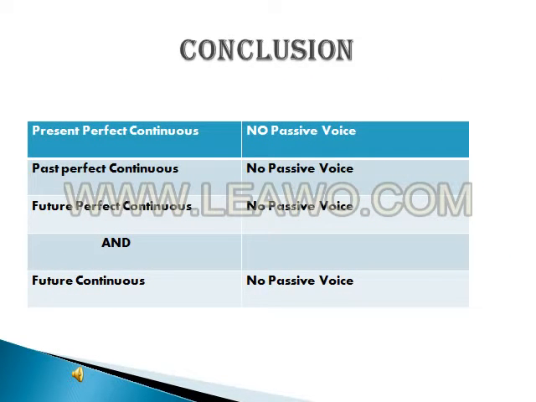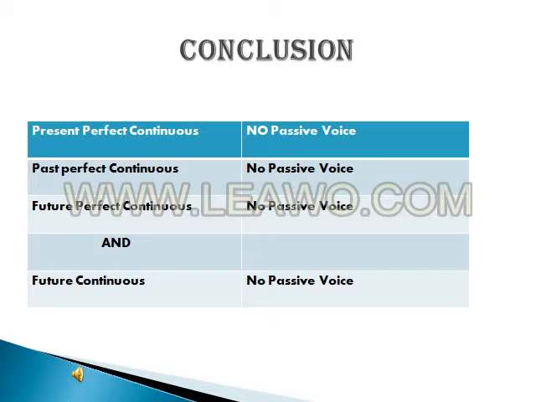I don't know whether you noticed or not, but I didn't cover these four tenses in the rules of active voice to passive voice. Why? Because there is no passive voice as per the rules. First one is present perfect continuous, second past perfect continuous, third future perfect continuous, and last future continuous. Indirectly I can say that for all perfect continuous tenses there is no passive voice. For future continuous also, no passive voice.